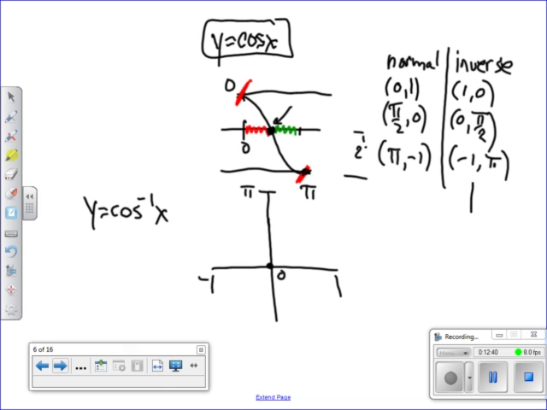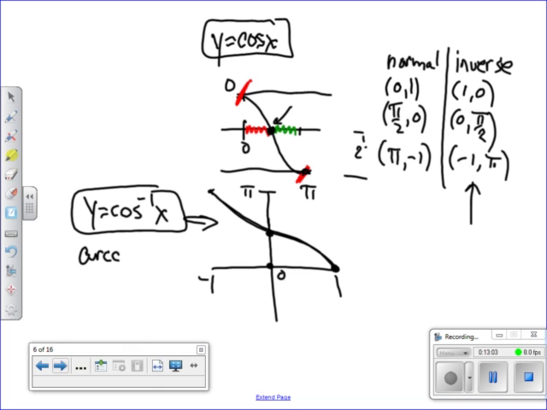So I'm going to go graph these ordered pairs. I go over 1, 0, I'm right there. 0, pi halves is right there. And negative 1, pi is right there. There's the portion of the curve that represents the inverse cosine, okay? That's the inverse cosine curve. That is the inverse cosine curve right there, and that can also be written as the arc cosine of x. They mean the same thing, okay?